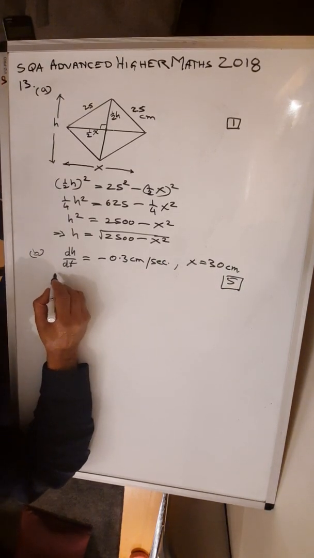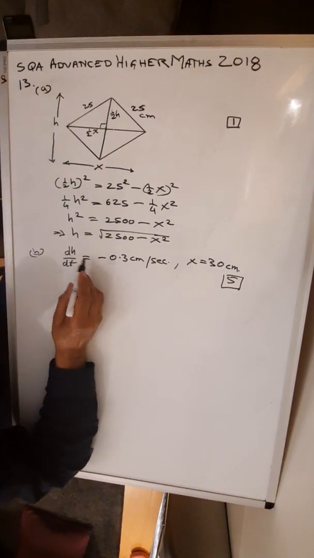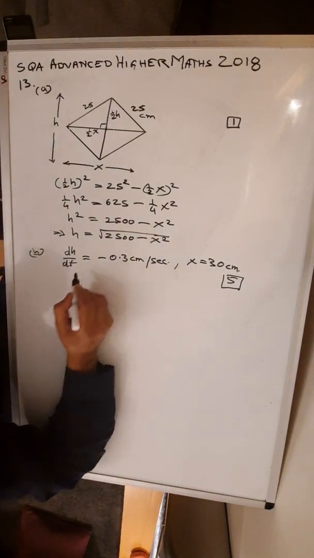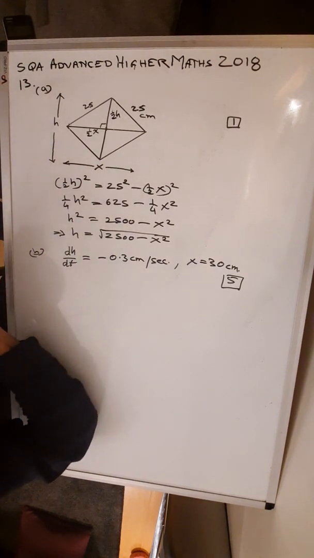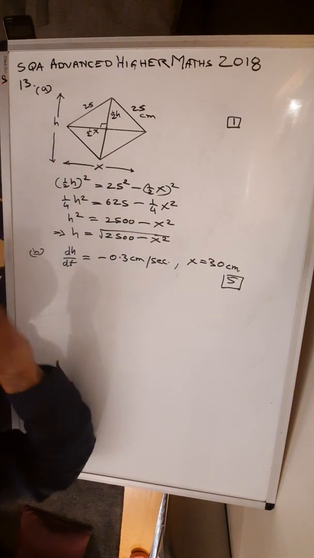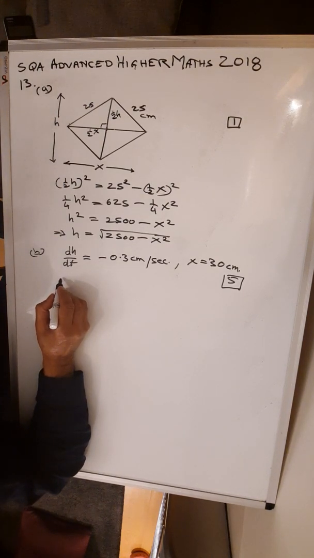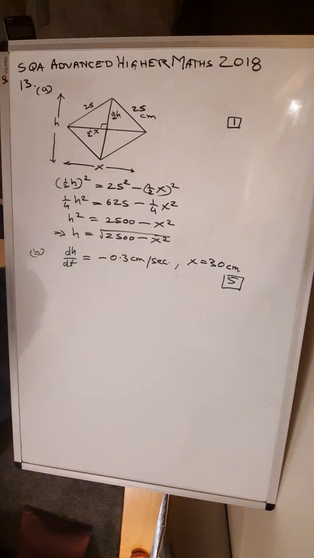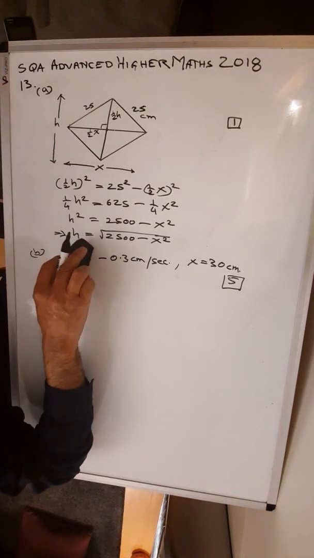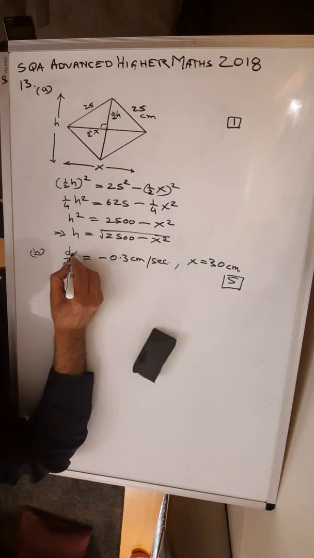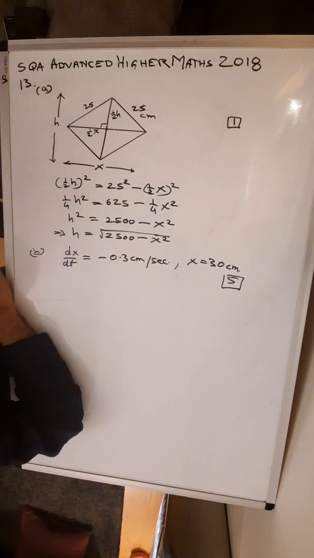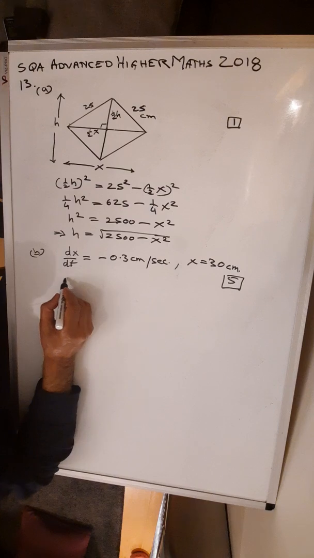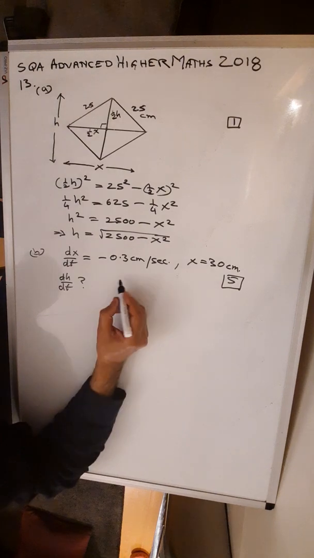So what you have is h. You're given dx by dt, the rate of change of the horizontal length, and you're being asked to find the rate of change of the vertical height when x is 30. So you're being asked to find what dh by dt is. You're given dx by dt.